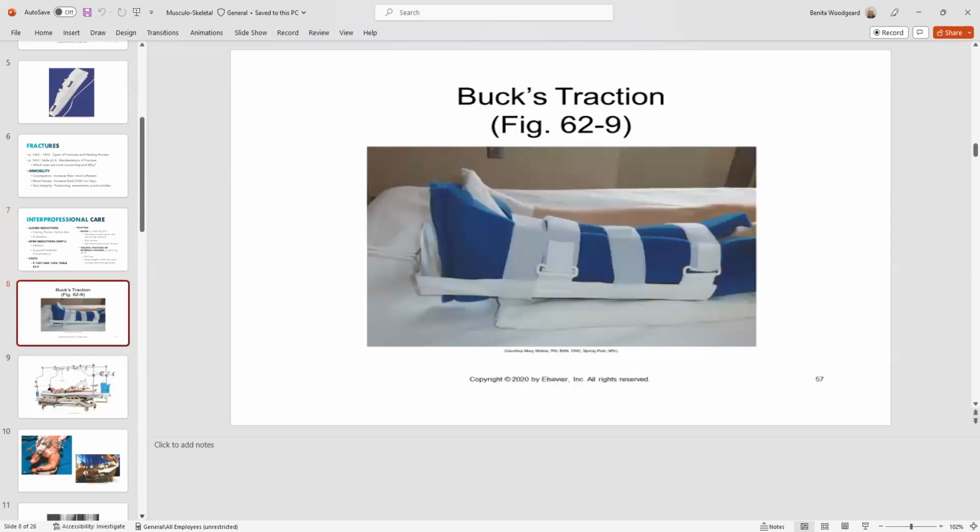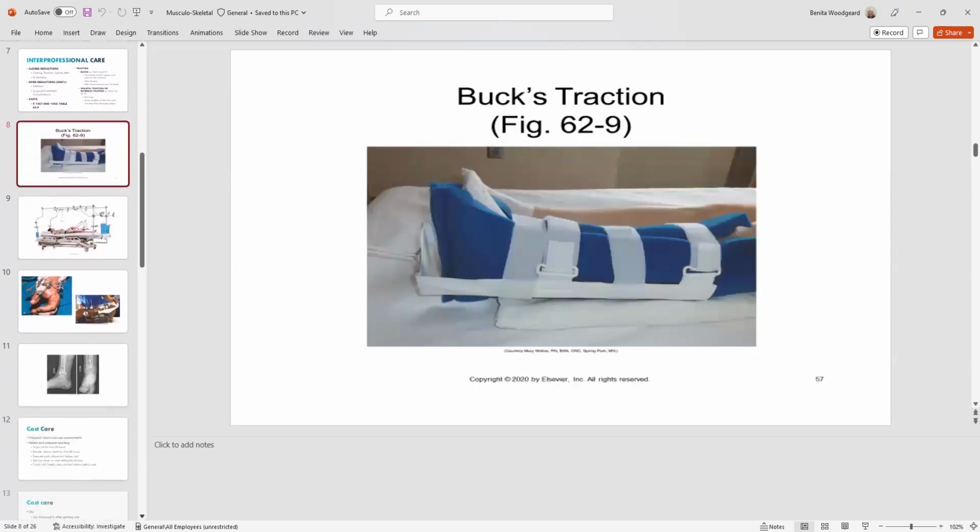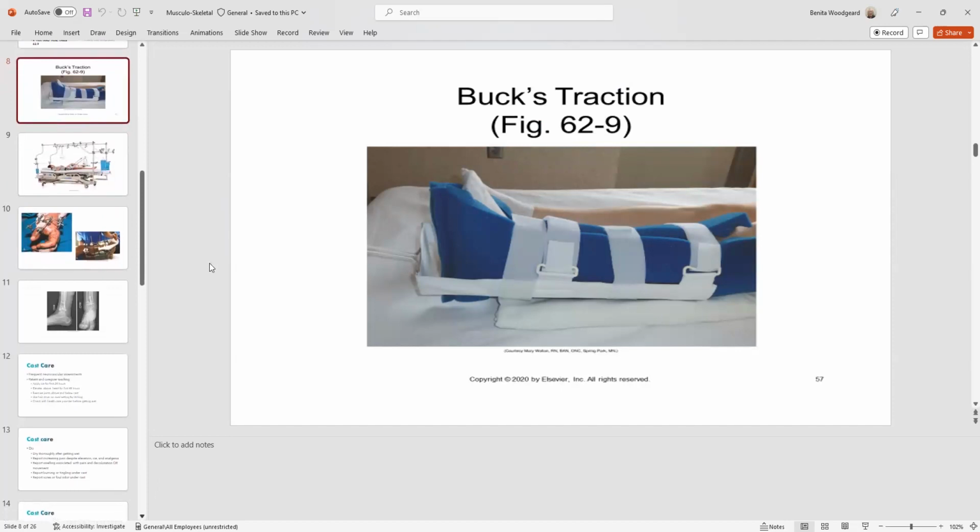Oh, this is a picture of Buck's traction. It is skin traction. You usually have questions on your exit HESI and NCLEX about Buck's traction. And I've had students do the HESI and they come back to me and say, I didn't know that was skin traction. I'm like, well, okay.